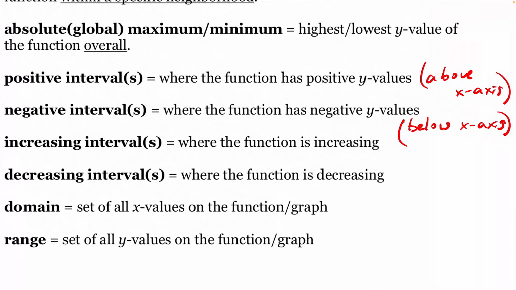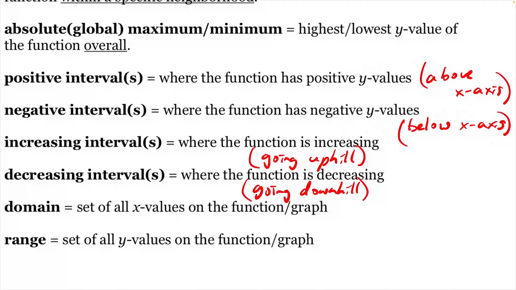Increasing means where is it going uphill? Increasing means going uphill. Decreasing means going downhill. Increasing, I'm going uphill. Decreasing, I'm going downhill. Those are little helpful hints for when we're looking, because on the backside, we're going to be looking for all of these things. Sometimes where the function has positive y values doesn't make sense, but if I say look above the x-axis, that makes more sense.